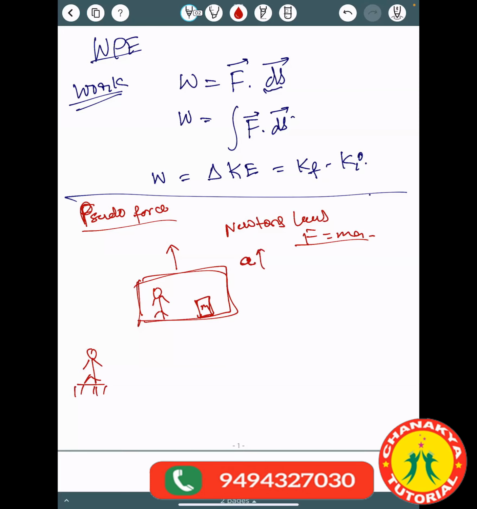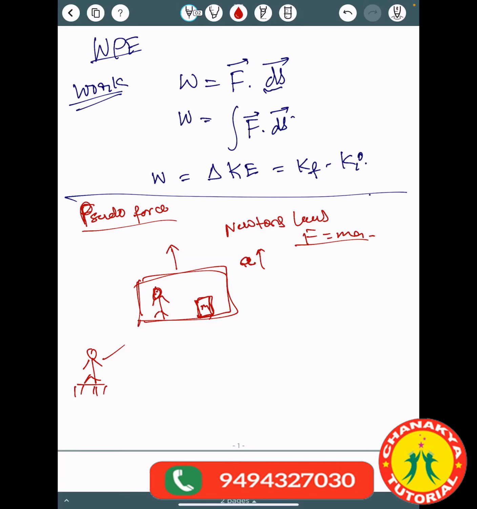Sir, A. He will say that this block is moving up with acceleration A. So if you ask this man sitting inside, what will he say? What is its acceleration? Because he will say this is at rest, correct? Because he is also moving with A, no?